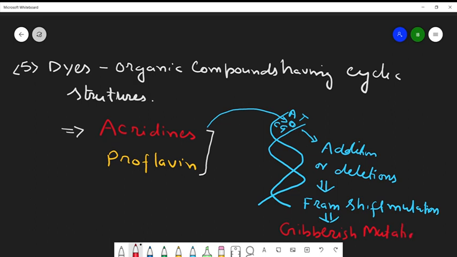An example of a disease which is caused because of frame shift mutation is thalassemia. Thalassemia is a blood disorder wherein abnormal hemoglobin is formed. Thalassemia is caused because of the frame shift mutations. So these were some of the examples of the mutagens.